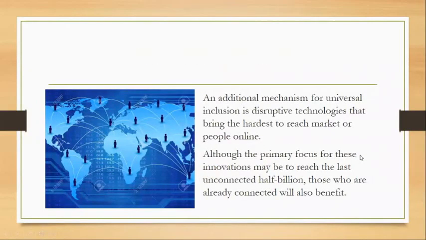An additional mechanism for universal inclusion is disruptive technologies that bring in the hardest to reach market or people. These are people in remote places without access to modern transport, electricity, or even retail infrastructure. Further advancements and innovation in technology will need to inform and transform these people into internet users.